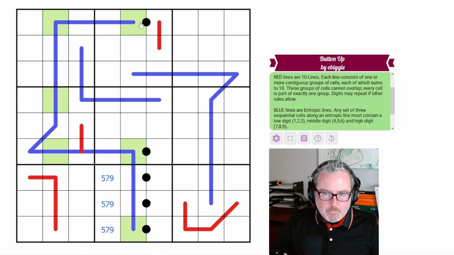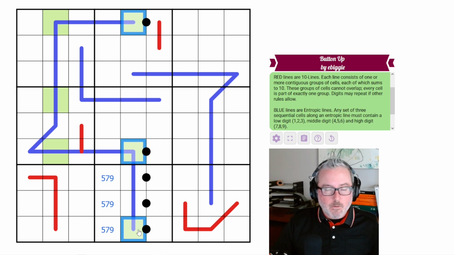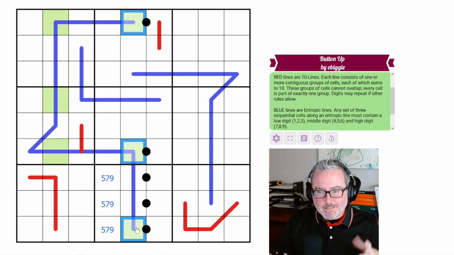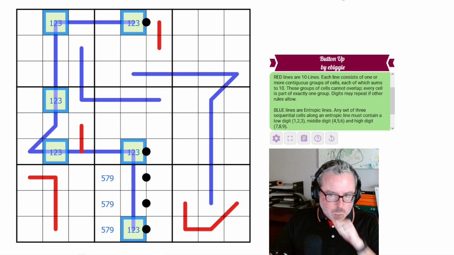Well, because we have all three of the same grouping of entropic digits, we have to pick a grouping that can work on black Kropkis, and all three of those digits have to work on black Kropkis. Well, 4, 5, and 6 don't work. 4 and 6 do, but the 5 doesn't. 7, 8, and 9, the 7 and the 9 don't work. So these all have to be actually low. So we can put those in. 1, 2, 3.